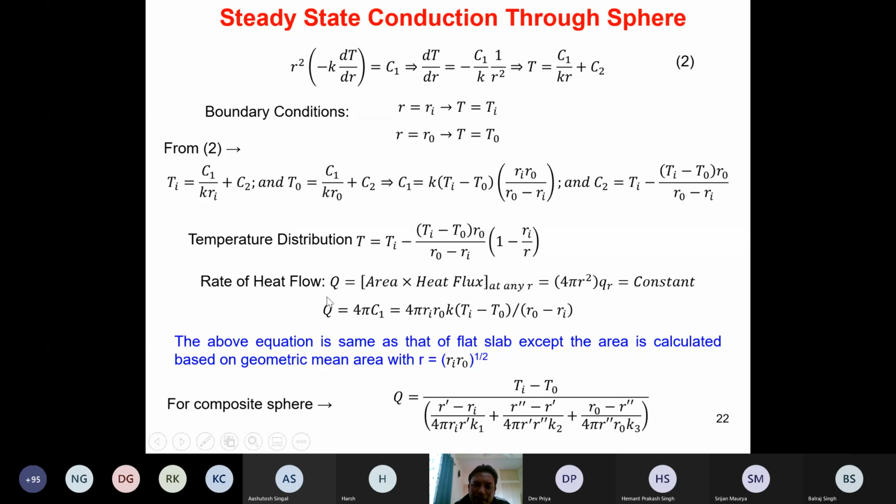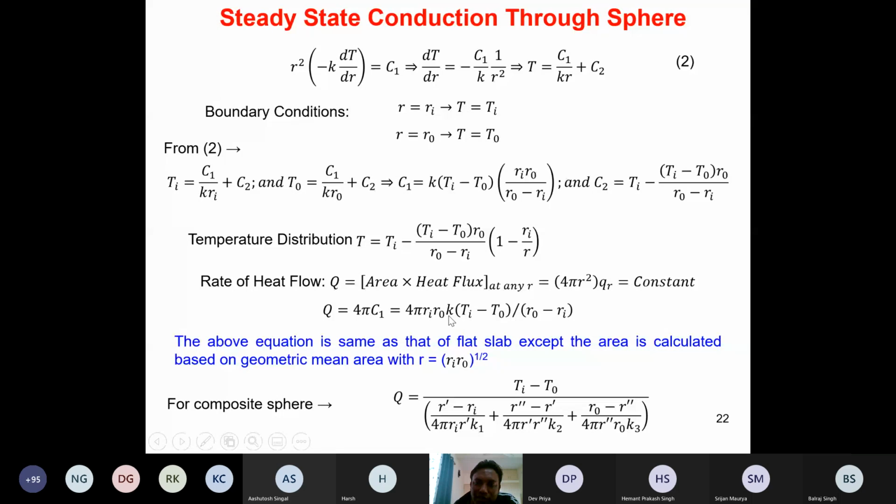So if we put it, what we get is the rate of heat flow Q is obtained as 4 pi C1. So 4 pi C1, if we rearrange all the terms, what we get is 4 pi Ri R naught K Ti minus T naught divided by R naught minus Ri. Now, again, this particular equation, we can compare with the equation which we have obtained for the flat slab.